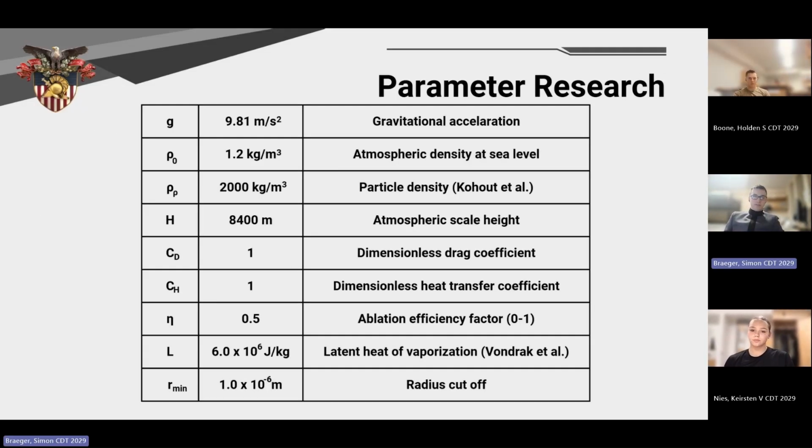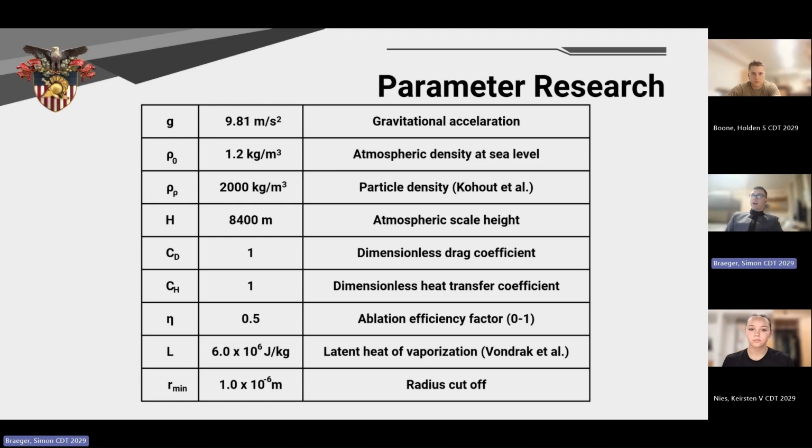So to find our parameters for this equation, we used a lot of universal physics parameters, as this is inherently a physics problem, such as gravitational acceleration and atmospheric density at sea level. However, we did have to find some specific ones for our situation.